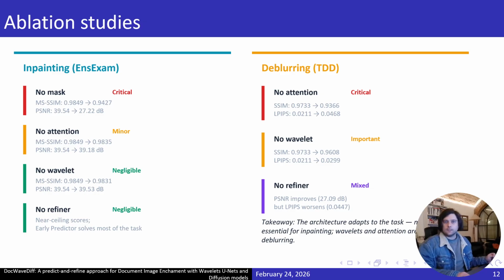In the blurring task, removing the attention layer and the wavelet functions leads to lower performance, while it is interesting to see that removing the diffusion model that computes the residual and improves the high frequency leads to a 1 point improvement in the PSNR measure, but a worsening for the LPIPS metric.